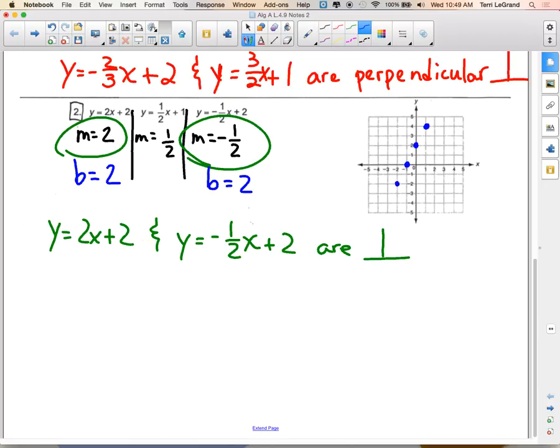Remember what I said about making bunches of points? When we're doing perpendicular especially, it's kind of nice to have as many points as you can.